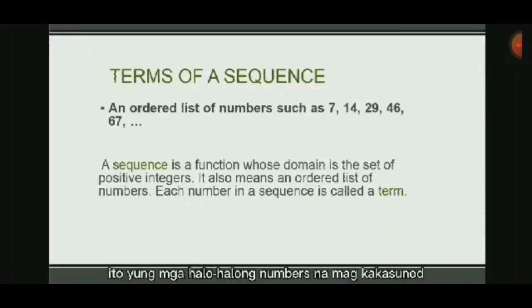Ito yung mga halo-halong mga numbers na magkakasunod. Siya yung tinatawag na sequence. At sa bawat sequence, hindi kailangan palagi na positive ito. Pwede rin siyang negative. Mag-start sa negative and positive, ganun. Like negative 1, positive 2, positive 3, negative 4, or negative 10, and so on and so forth.